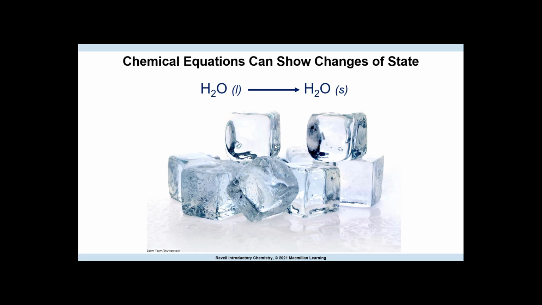We sometimes use equations with phase symbols to represent physical changes, such as changes of state. For example, we could show the water freezing using the equation of H2O liquid to H2O solid. And if it goes to gas, then you would have it go to H2O with gas.